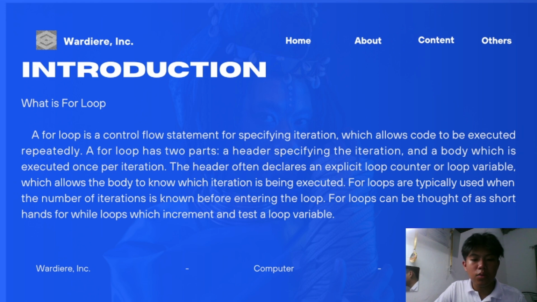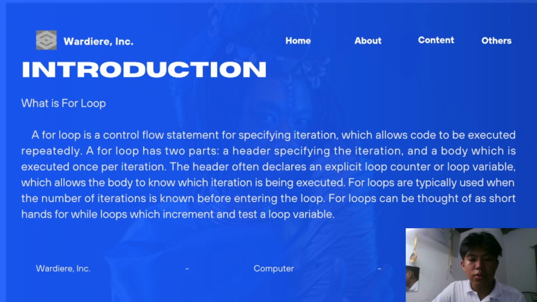A for loop has two parts: a header specifying the iteration, and a body, which is executed once per iteration. In the header, you set how the loop will run, the start and step, and the body is the code inside the loop. The body runs every time the loop repeats. The header often declares an explicit loop counter or loop variable, which allows the body to know which iteration is being executed.